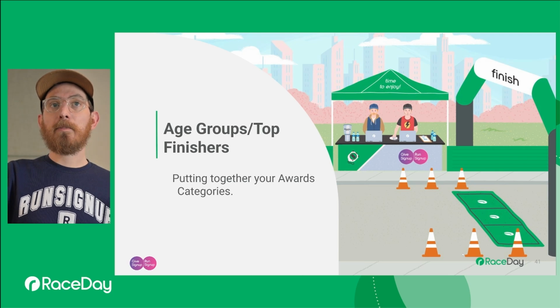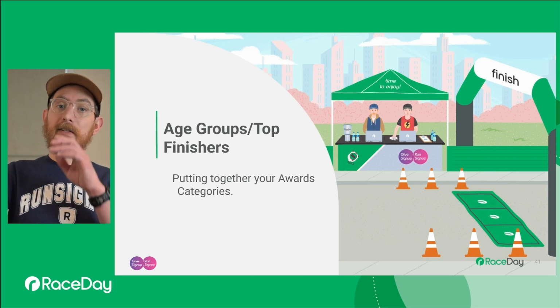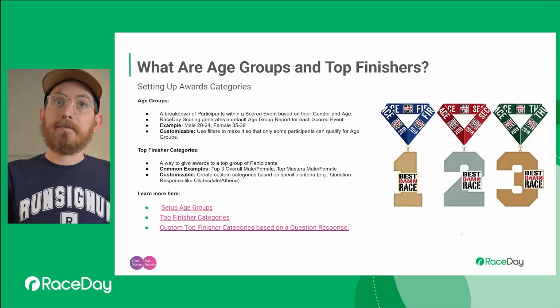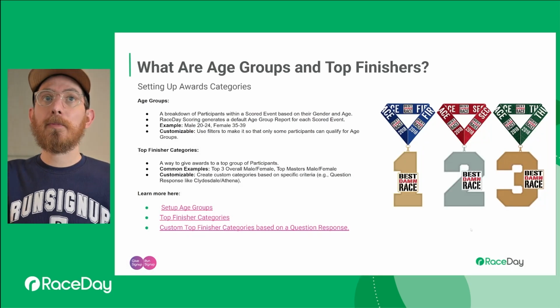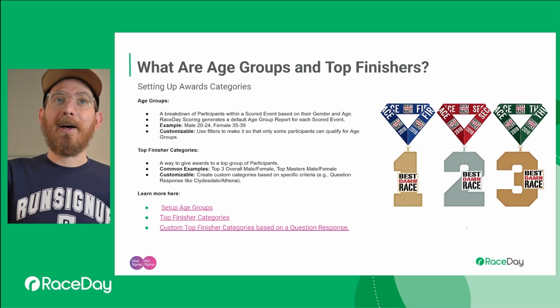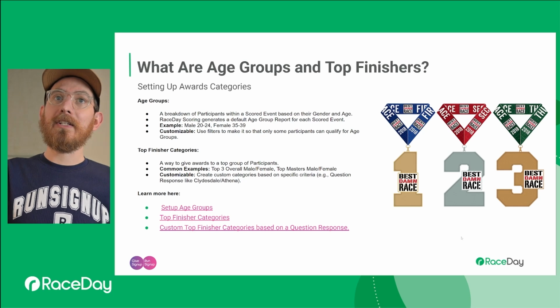So next, what we're going to talk about is age groups and top finishers. This is how you define your awards categories. So there are two types. There are age groups and top finisher categories. Age groups are your standard male 20 to 24, female 35 to 39, so on and so forth. A breakdown of gender and age.